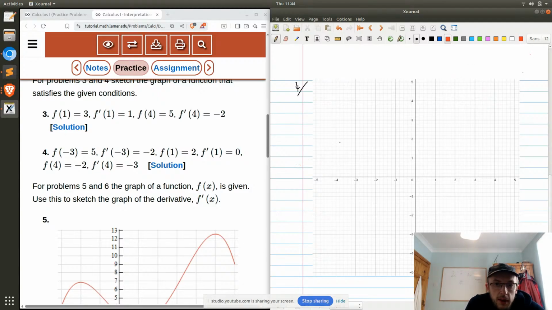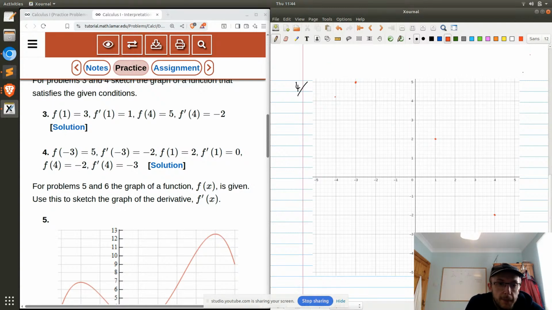Okay, so f of -3 is 5. So that's where the actual point on the function will go. F of 1 is 2, so that's where that will go, and f of 4 is -2. And that's where that will go.